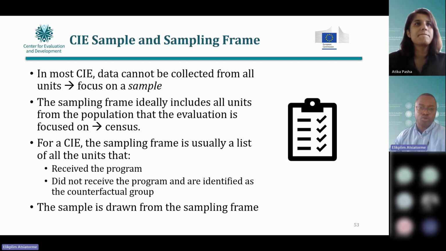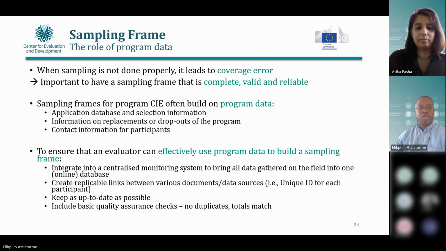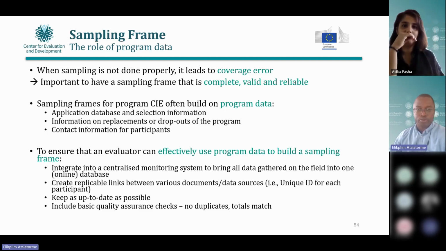And really, what you would want to look at is people who received the program, and then also try to identify the counterfactual, which is people who did not receive the program, in order for you to get a sample that's representative of the population, right? When you don't do the sampling properly, you would face what you call coverage error, which means that your sample does not look like the population that you have.